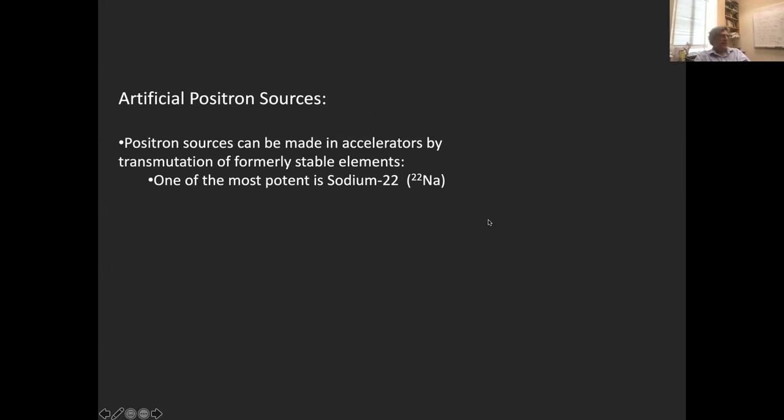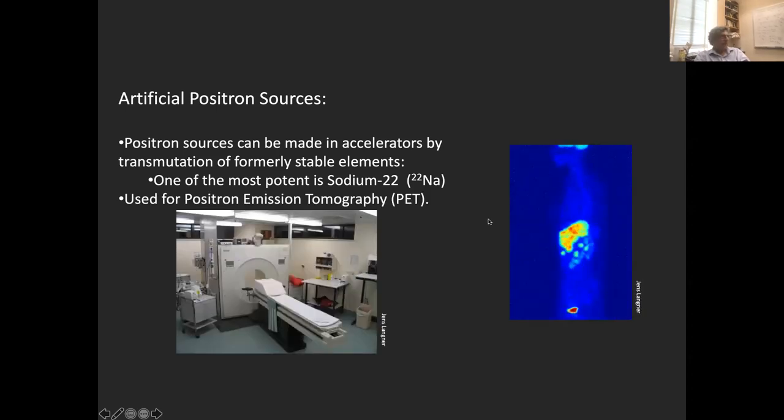Positron sources can be made in accelerators. You take some element that was not a positron emitter, you irradiate it, it becomes a positron emitter. This is where we get our positrons from, a source that was prepared in an accelerator. They're also used in positron emission tomography. That's PET. And what you see is the positron emission of a person who's consumed some positrons for a medical procedure. And you see the emission, and where it's abnormal, then they can make some diagnosis and hopefully provide correct medicine.